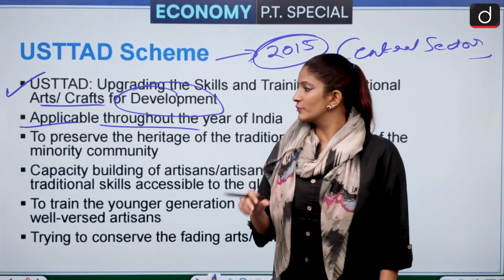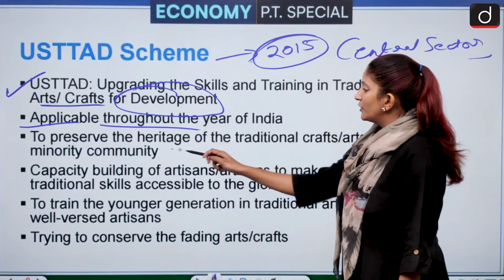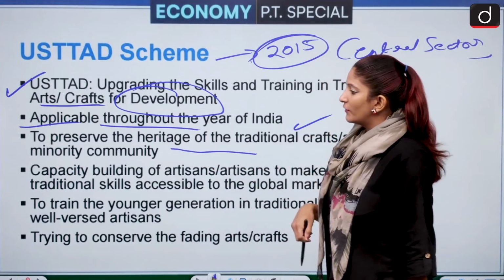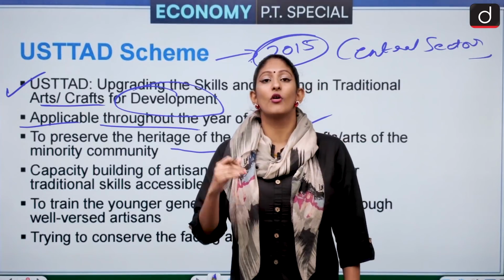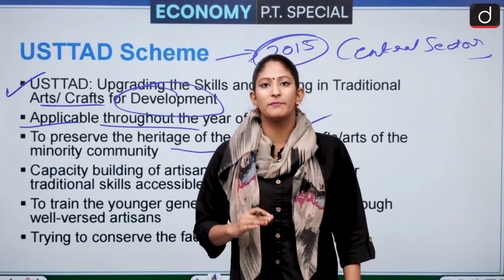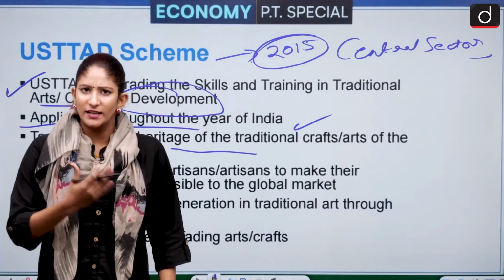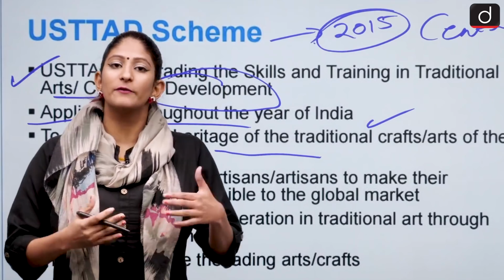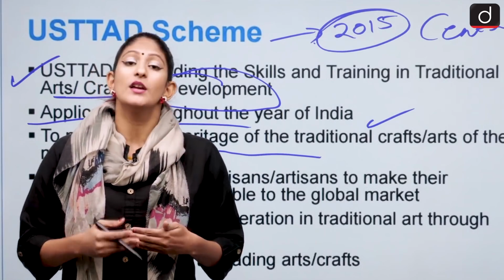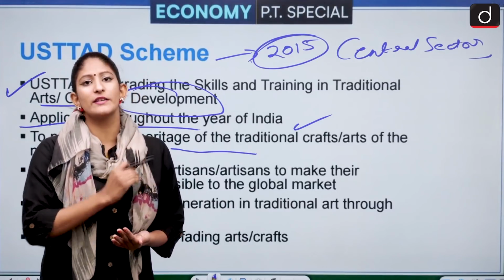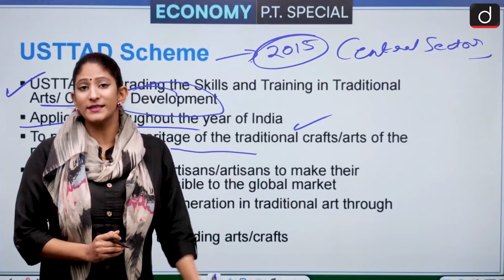It is applicable throughout the year. And in order to preserve the heritage of the traditional crafts and arts of the minority community, this has been done in order to make them self-dependent and not depend on any other person or any other institution. That means if they possess some kind of abilities which need to be conserved in order to have financial security given to them, why not secure it?